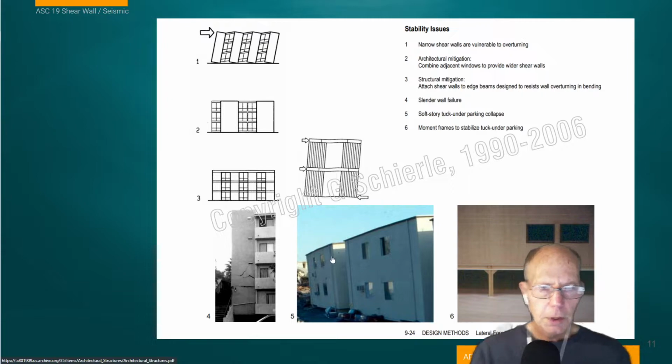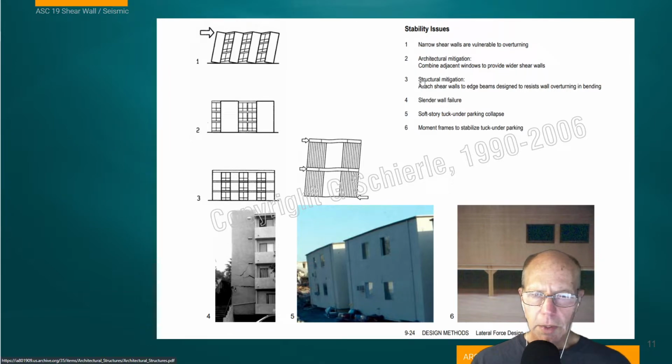I think these are good illustrations of the performance of shear walls, especially during seismic activities. So one, we have narrow shear walls, and because they're narrow, they're easily overturned. They're tall and slender. So there's an architectural mitigation of making the shear walls wider. Obviously, that has huge implications for the way we would do layout. So there's a structural concept of mitigation, and that is to tie those shear walls to the floor decks so that we're working to lock everything together.